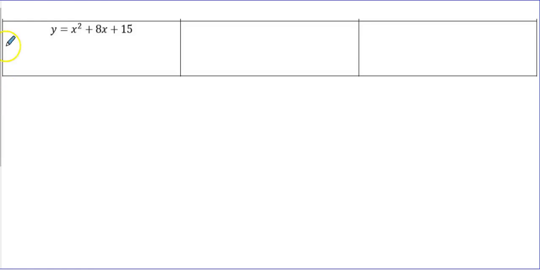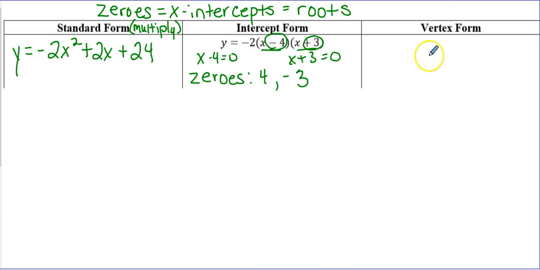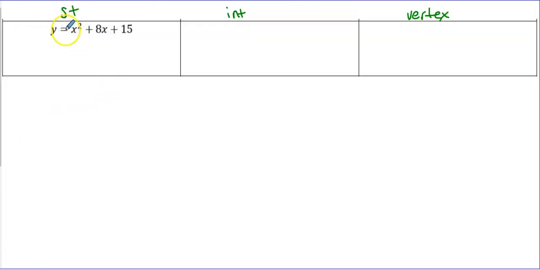Okay, before we look at vertex form, I want you to look at the next item down on your chart. This is standard, and then the center is intercept, and then this is vertex. Before we look at vertex on this one, which we'll come back to, I want to look at going from standard to intercept, because we just went the other way around. We went from intercept to standard. Intercept form means factored form.